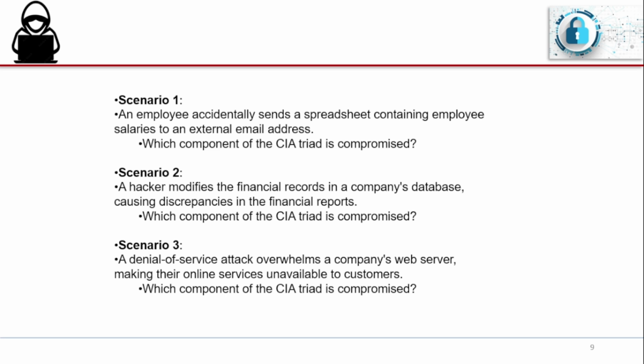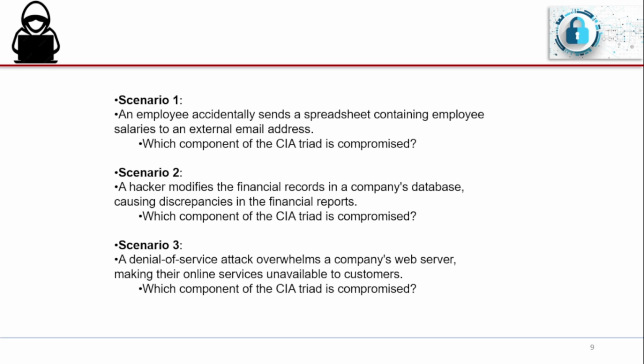There are a few scenarios, and this will give you a better understanding of these. Number one: an employee accidentally sends a spreadsheet containing employees' salaries to an external email address. Which component of the CIA triad is compromised? You may pause it. I believe there is a problem of confidentiality in it. Employees' salaries are a confidential thing, and they have been accidentally sent to an external email address, so the confidentiality is at risk.